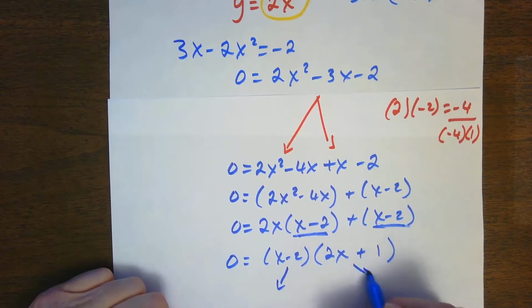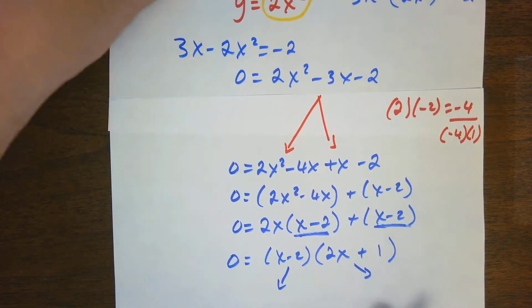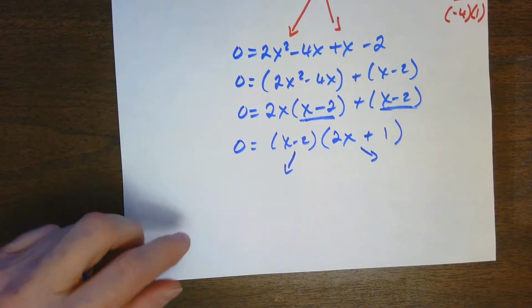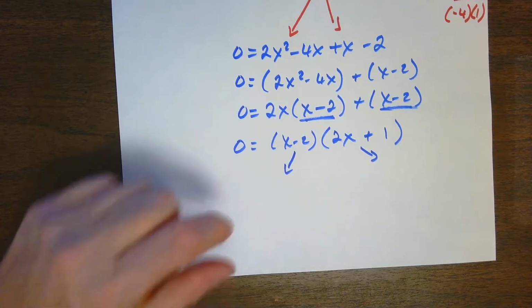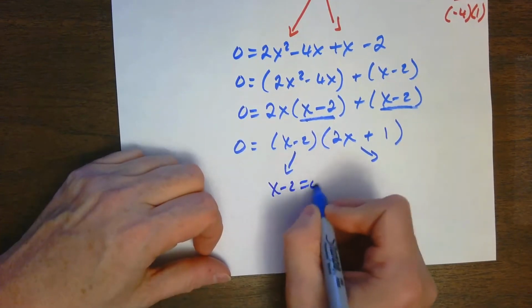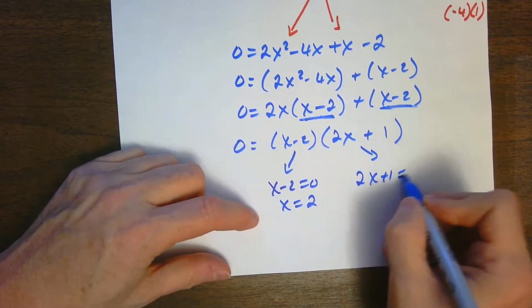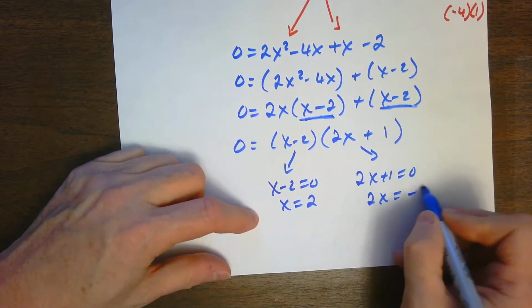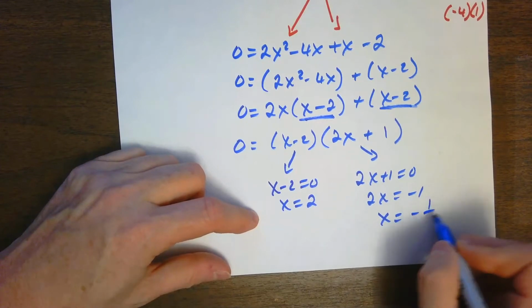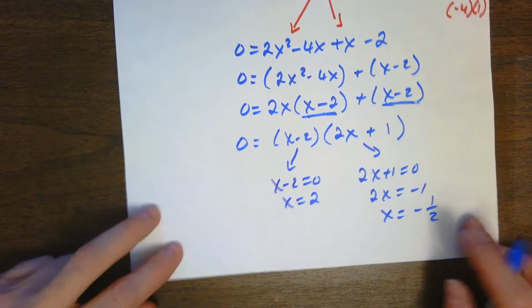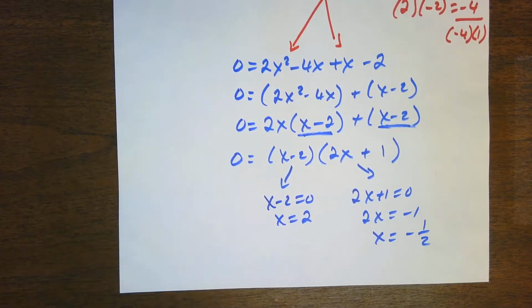Set each factor equal to 0. Oh, I'm running out of space on that here. Let me continue it here. And I'm going to get x minus 2 equals 0, x equals 2. 2x plus 1 equals 0. Subtract 1, divide by 2. And I get x equals 2 and x equals negative 1/2. All right, what's happening here?